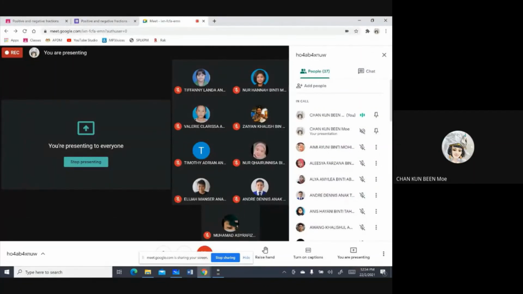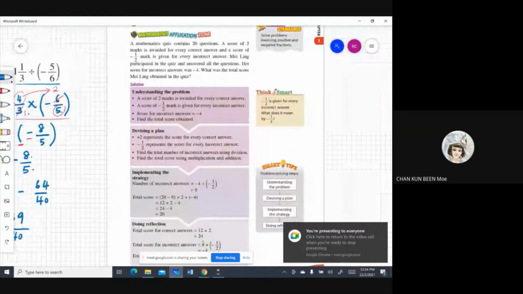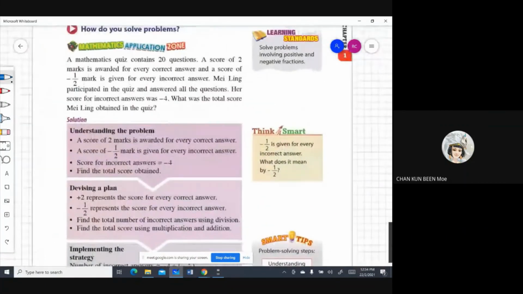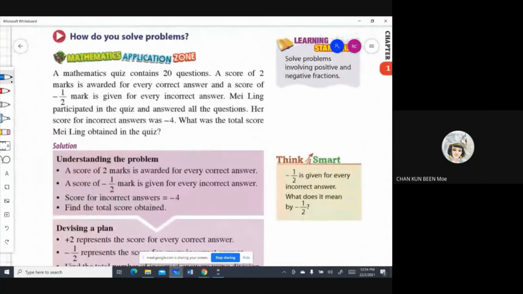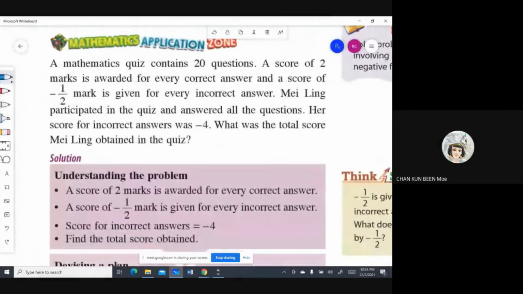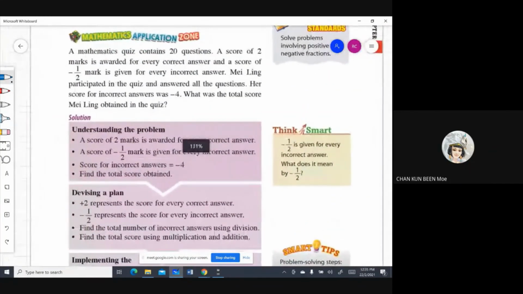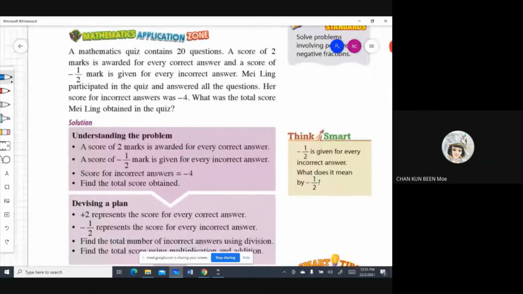We only have one example left. So if you look at the problem solving that we have here on page 17, we will go through how to solve the question here. A mathematics quiz contains 20 questions. A score of 2 marks is awarded for every correct answer, meaning that if you get it correct, you will have 2 marks each.